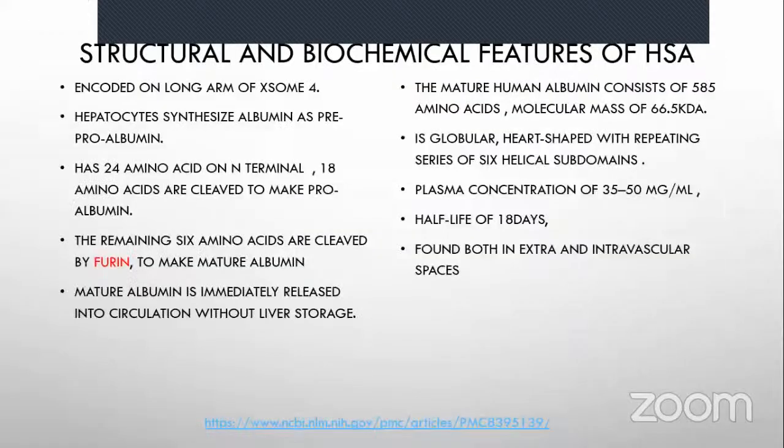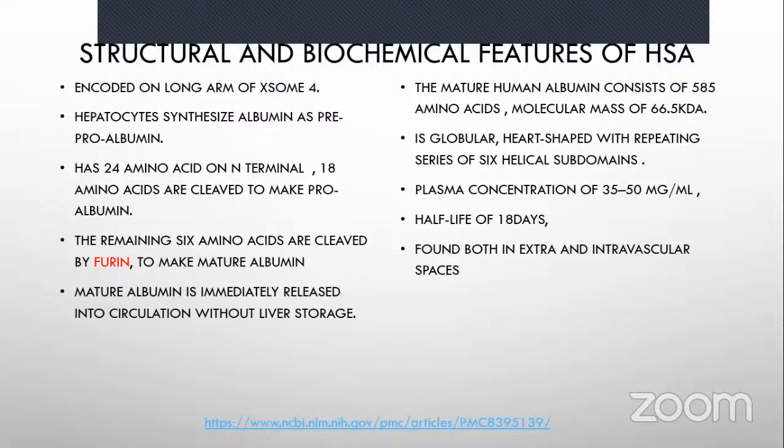A bit of structure: it's encoded on the long arm of chromosome 4. It's made in hepatocytes as a pre-proalbumin, which has 24 amino acids on the N terminal. 18 of these are cleaved off to make the proalbumin. So from pre-proalbumin to proalbumin, and then the remaining 6 are also cleaved off by furin to make the mature albumin. Mature albumin is immediately released into circulation without liver storage. This is very important. The mature human albumin consists of 585 amino acids.